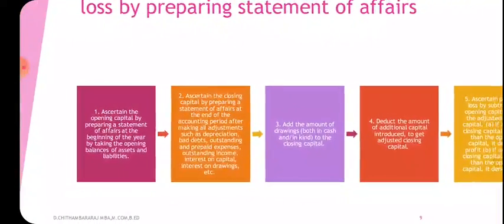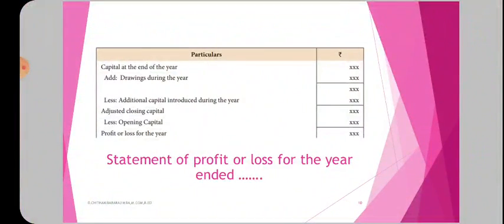Then this is all the same. Ascertain the opening capital by preparing statement of affairs, then ascertain the closing capital. Then to the closing capital, we add drawings. Then additional capital should be deducted. Then opening capital should be deducted. We'll get profit or loss. This is the formal procedure to calculate statement of profit or loss for the year ended. It is the format of 2-mark exercise sums.